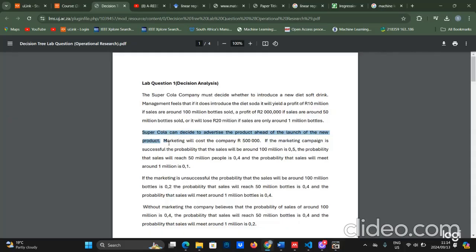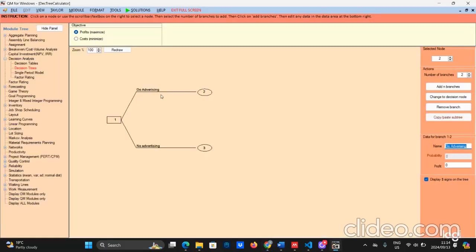Now, if the marketing or the advertising costs 500,000, so also come back here. Since the advertising will cost 500,000, here they'll lose 500,000, which means they spend 500,000 to do advertising. So we have to minus the 500,000. So this is how we minus the 500,000.